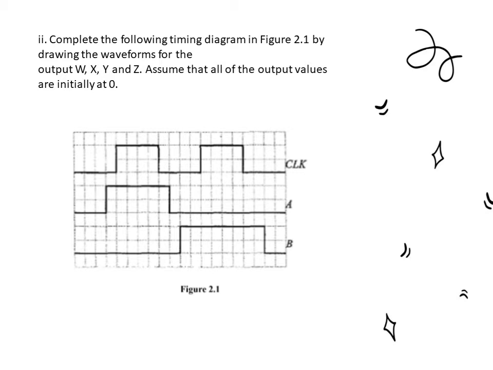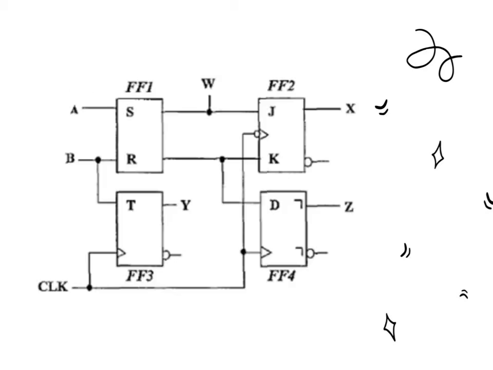In this question, we are asked to complete the following timing diagram in figure 2.1. We start the output from 0. The output W we will refer to the SR flip-flop truth table. In the SR flip-flop, we use positive edge trigger. The output from the SR flip-flop will enter the JK flip-flop. The output X will refer to the JK flip-flop truth table.